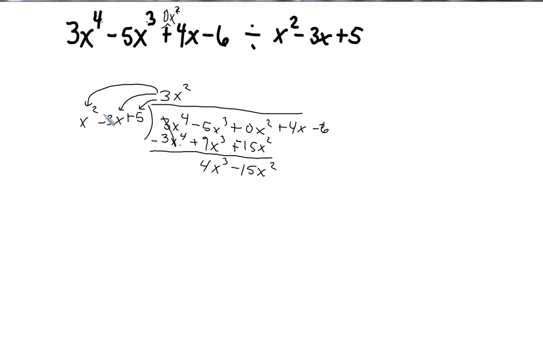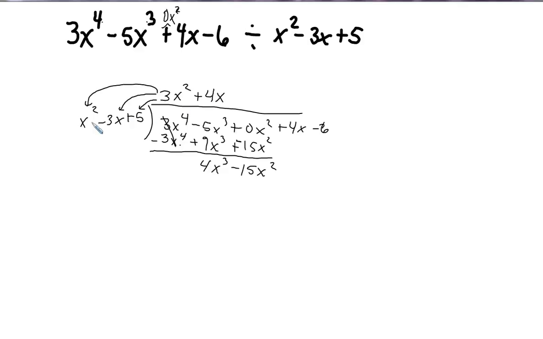Okay, so now we need to see how many times x squared goes into 4x cubed. So we know we're going to have a plus 4x, because x squared times the 4x will give us the 4x cubed. X squared times x will get us to the x cubed. So now we want to distribute the 4x times x squared minus 3x plus 5.